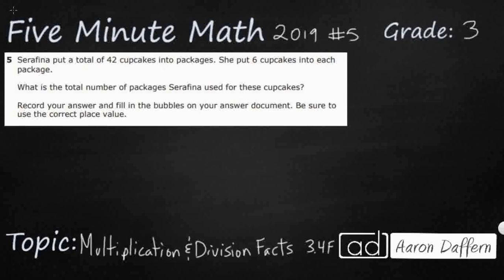Today we are looking at the third grade concept of multiplication and division facts. This is standard 3.4F in the great state of Texas, and we're using item number 5 of the 2019 released STAAR test. If you have not done so already, please go ahead and take a moment to pause the video, solve the problem yourself, and then unpause it. Let's look at our answers together.